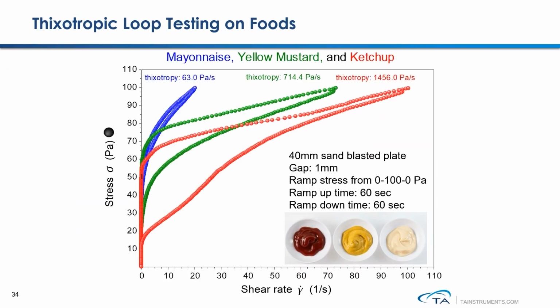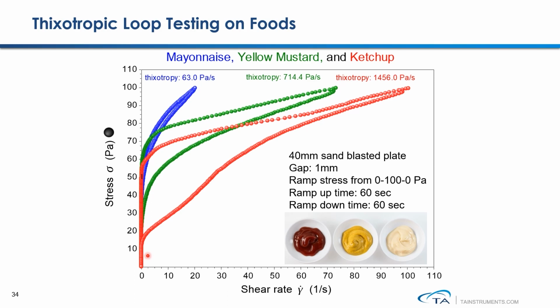Here is a case study of using this loop method to test the thixotropic index of 3 food samples: mayonnaise, yellow mustard, and ketchup. These 3 samples were measured using a 40 mm sandblasted parallel plate geometry at a gap of 1 mm. Shear stress was ramped from 0 to 100 Pascal in 1 minute, and then ramped back down to 0 in another minute.